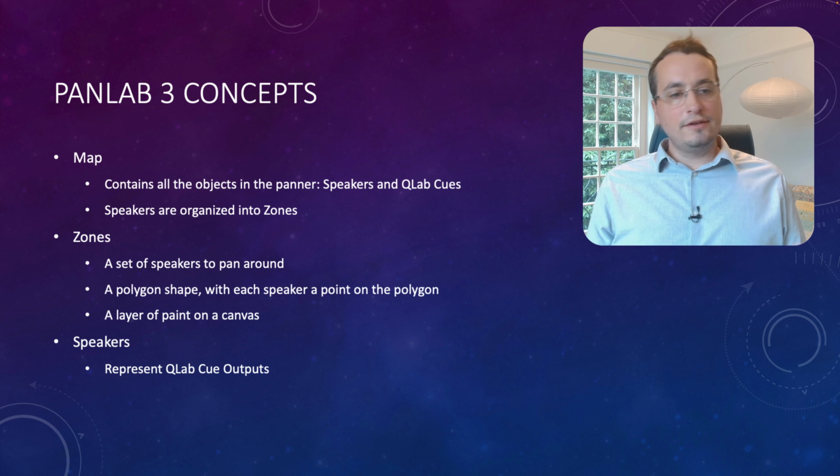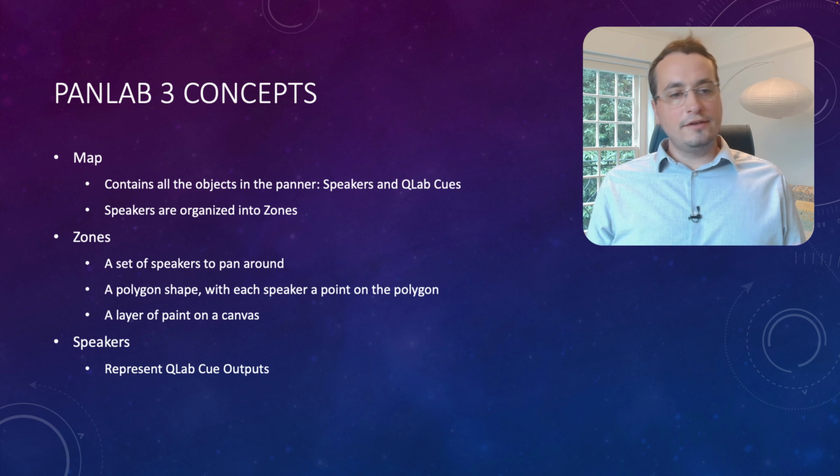Speakers in the panner are organized into zones. A zone is essentially our way of letting you let us know how your speakers should be grouped together. What kind of logical grouping do you have? I've got some additional slides in a second that illustrate the points of zones a bit better, but essentially think of a zone as a group of speakers that you want to pan a sound around.